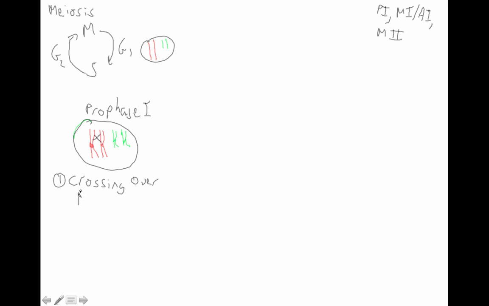So this physical exchange of DNA during crossing over increases genetic diversity. So I'm going to draw an up arrow and write genetic diversity. Up arrow just means increase. So an increase in genetic diversity. In fact, this is probably one of the most important ways genetic diversity is increased that fuels evolution.